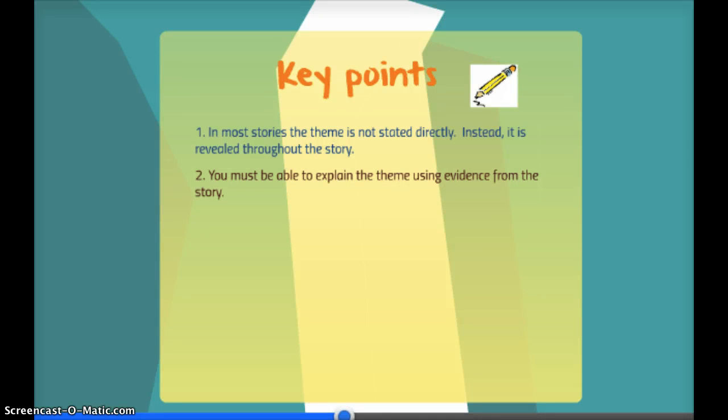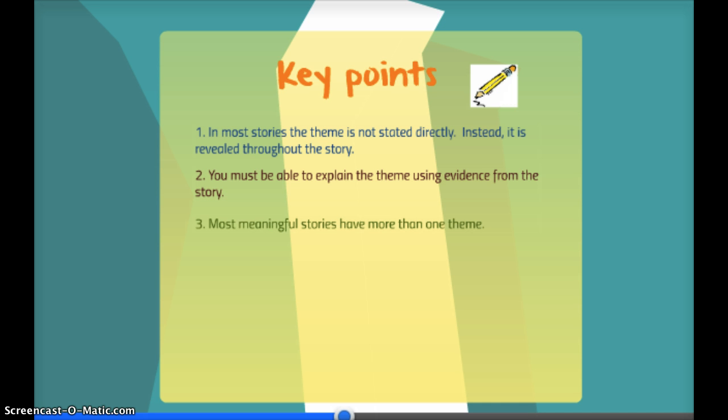Secondly, you have to have clues or things to back you up when you have a theme. If you cannot use the story itself, events, characters, etc., to explain why you think that theme is there, then it's probably not a theme that's going to work. The other thing to consider is that you have to have information or evidence from all parts of the story, from the beginning, middle, and end, and not just from one part.